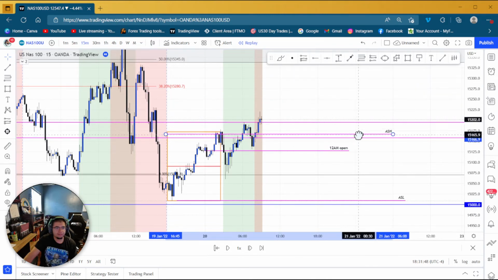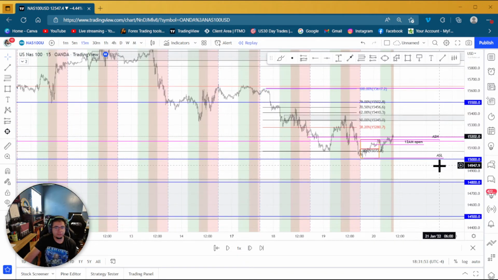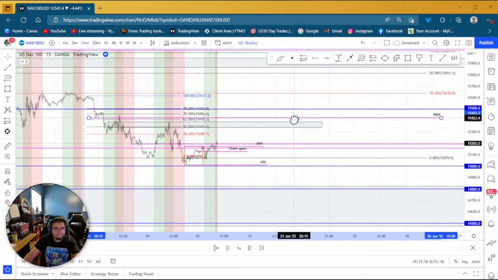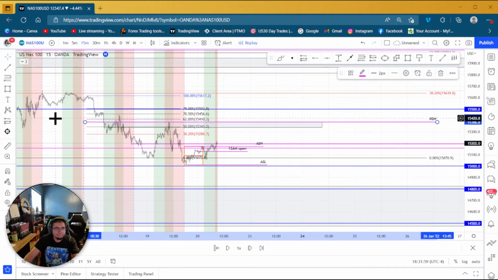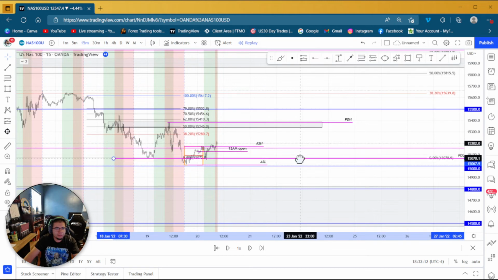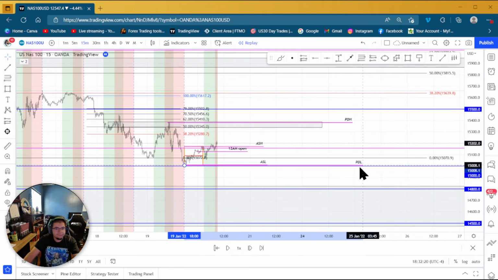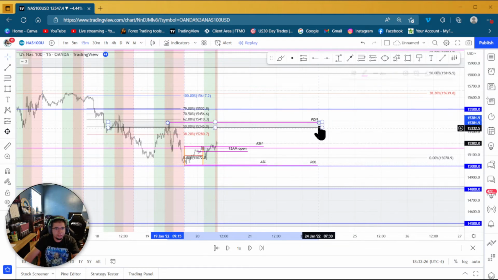Asian session high. Move this. Previous day high, previous day low. We're gonna move those. Okay, previous day low. Where's that at? Right here, probably. Yeah. Just shorten these up for you guys.